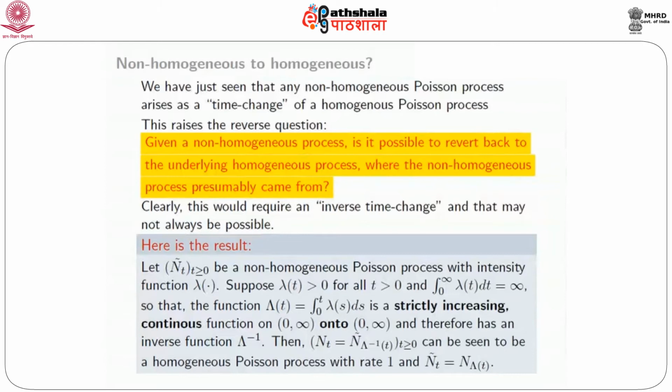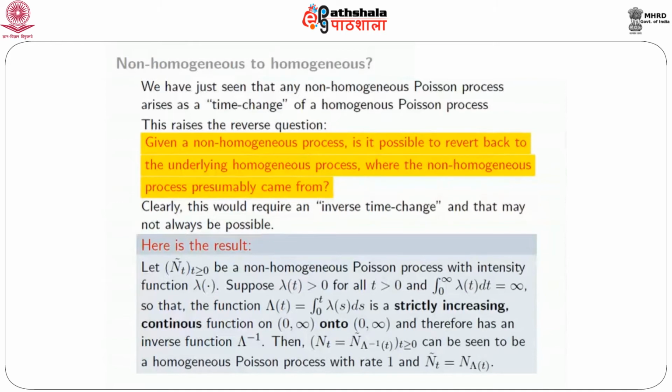It is certainly continuous, by the fundamental theorem of calculus, and it will be a continuous function from 0 to infinity onto 0 to infinity because of the assumption that the integral from 0 to infinity of lambda t dt is infinite. Therefore, if you let t go to infinity in the integral from 0 to t of lambda s ds, it goes to infinity. So every positive real number is attained as a value of capital Lambda, and since it is continuous, strictly increasing and onto, it has an inverse function, Lambda inverse.